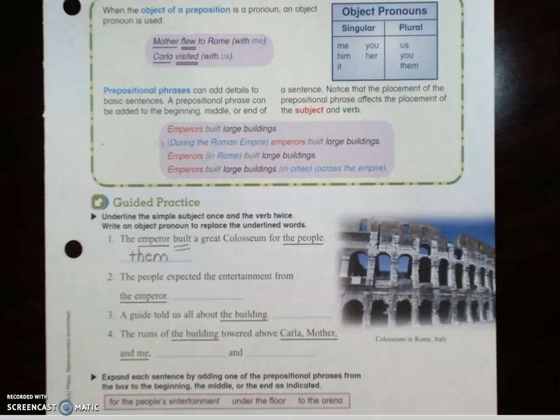Number 2, the people expected the entertainment from the emperor. The people expected the entertainment from the emperor. Okay, so what's the subject?